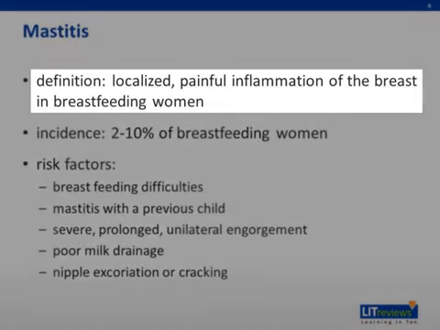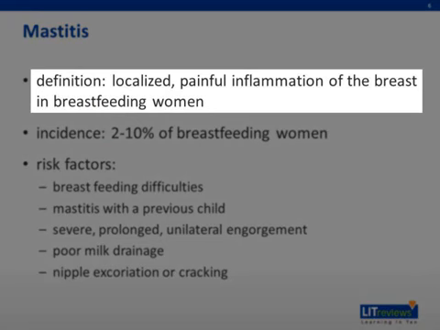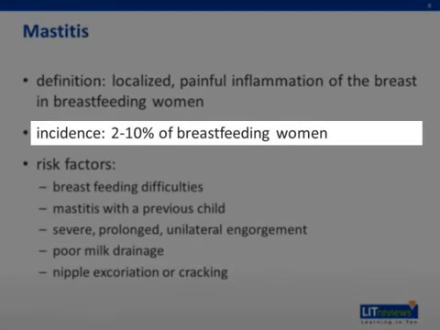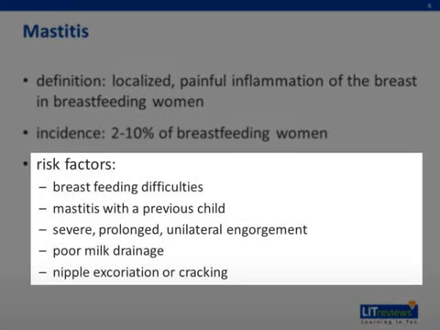Mastitis is the unilateral, localized, painful inflammation of the breast in breastfeeding women, often associated with generalized symptoms such as fever and malaise. It occurs in 2 to 10% of breastfeeding women. Women with breastfeeding difficulties, mastitis with a previous child, severe prolonged unilateral engorgement, poor milk drainage, nipple excoriation, or cracking are at higher risk for mastitis.